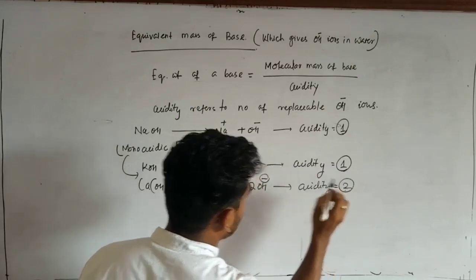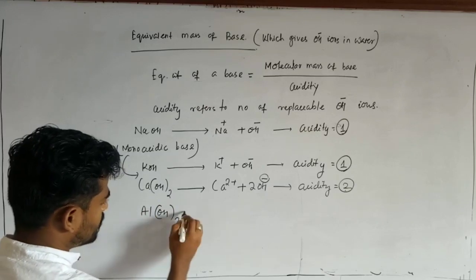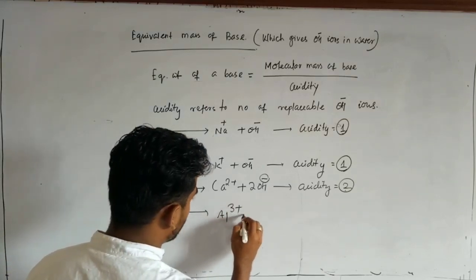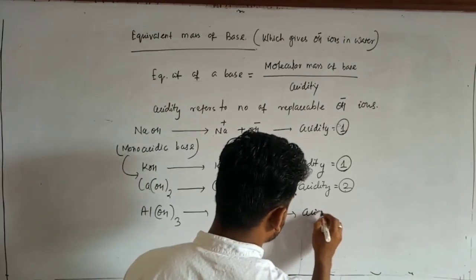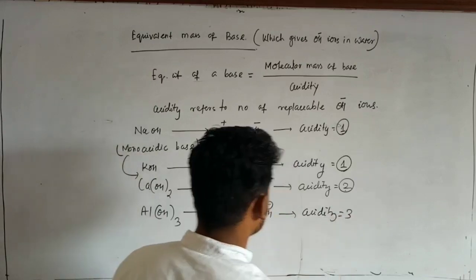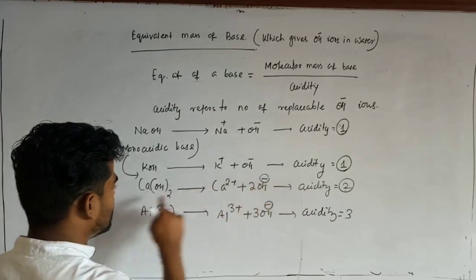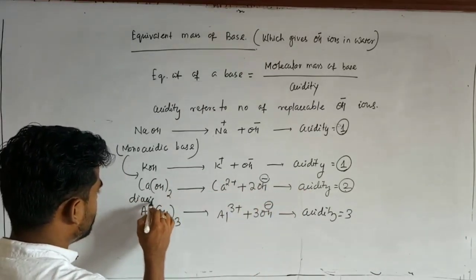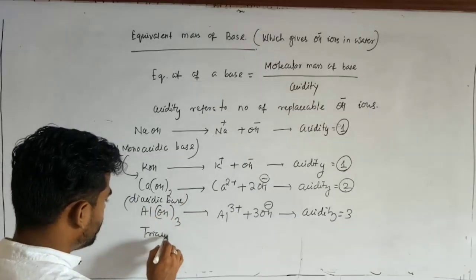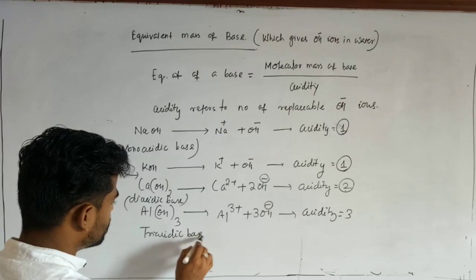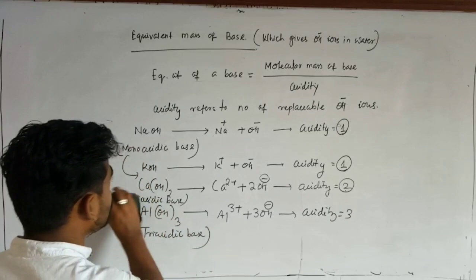Next, let's say Al(OH)3. It will give you Al3 plus and 3 OH minus. So here acidity is equal to 3. Calcium hydroxide or magnesium hydroxide are called diacidic bases, and this one is a triacidic base. Got it?